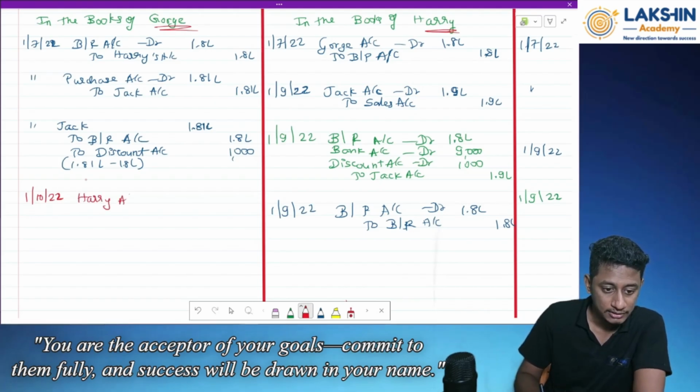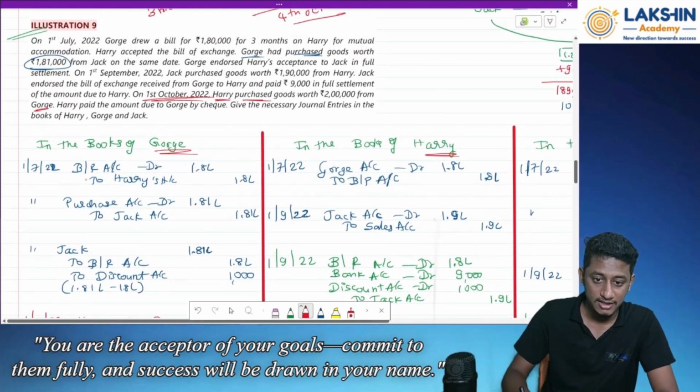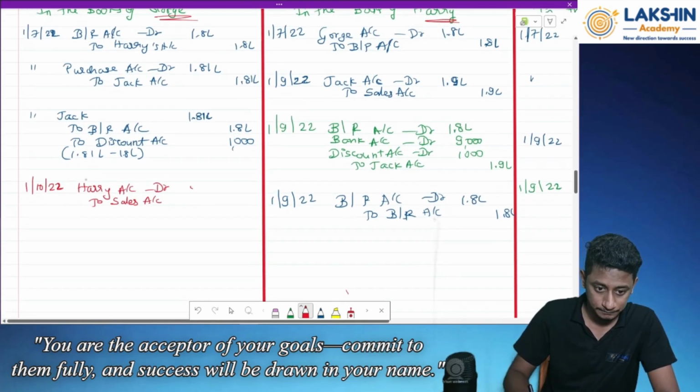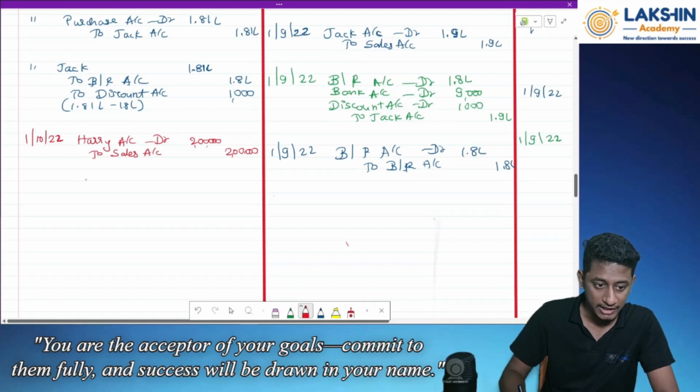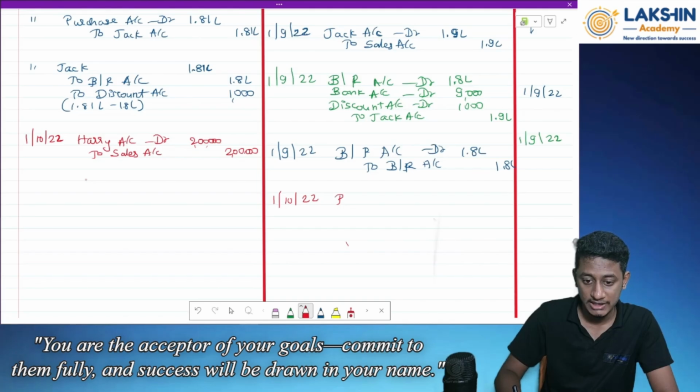Harry's account debited to sales account. For how much? What is the worth of the transaction? Rupees 2 lakh. Okay, and in the books of Harry on 1/10/22, what is the transaction? It's a purchase transaction for Harry because Harry has purchased the goods. Purchase account debited to George's account for rupees 2 lakh.